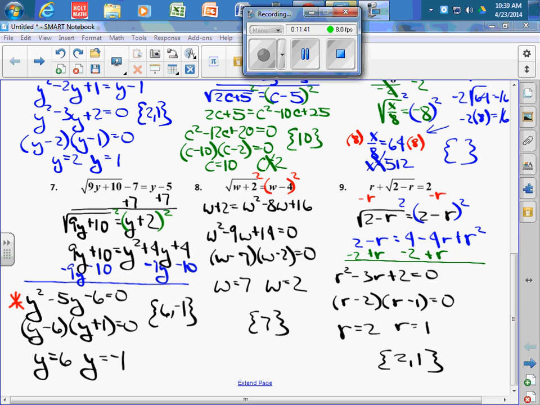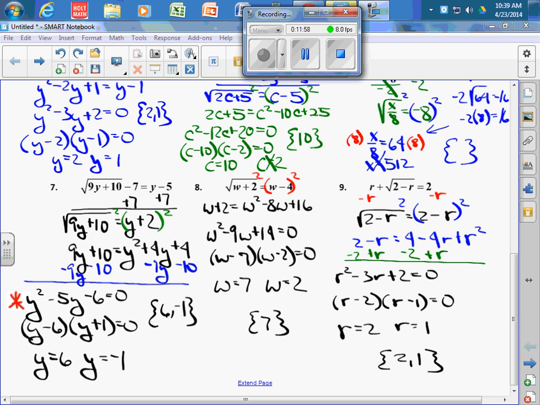Y minus 6 and y plus 1, you end up with positive 6 and negative 1, and in this case they both end up working. Plug 6 into the original equation, see if it comes out. Plug the negative 1 into the equation, see if it comes out, and they both do.